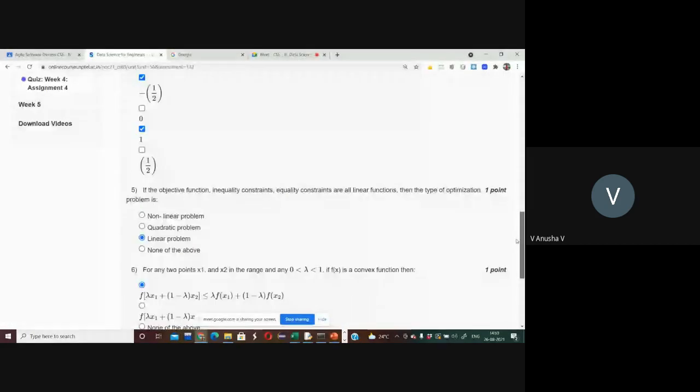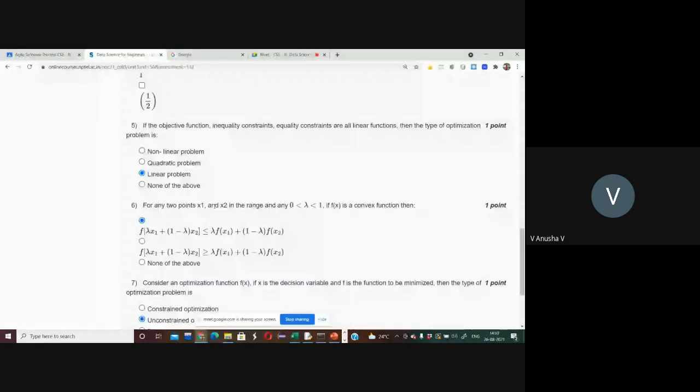So if the objective function, inequality constraints and equality constraints are all linear functions, the type of optimization problem is a linear problem. I already told you that whenever the objective function and constraints are linear, the problem you are referring to will also be linear. Next, for any 2 points x1 and x2 in the range and 0 less than lambda less than 1, if f of x is a convex function, then this is the theorem, guys.